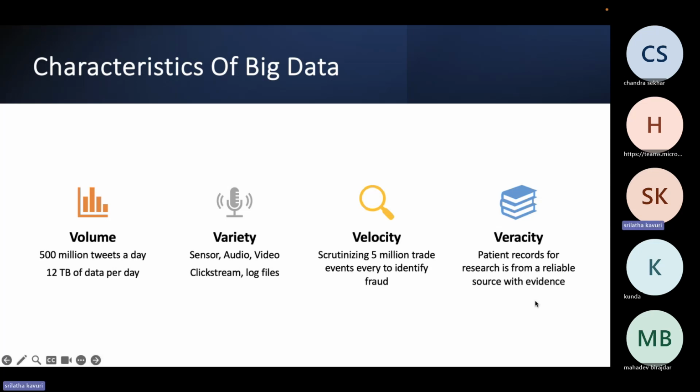And as we just discussed, the example of veracity is patient records for research. It should be a reliable source with the evidence. That means someone should be approving that data. So that's about veracity. So these are the characteristics of big data.